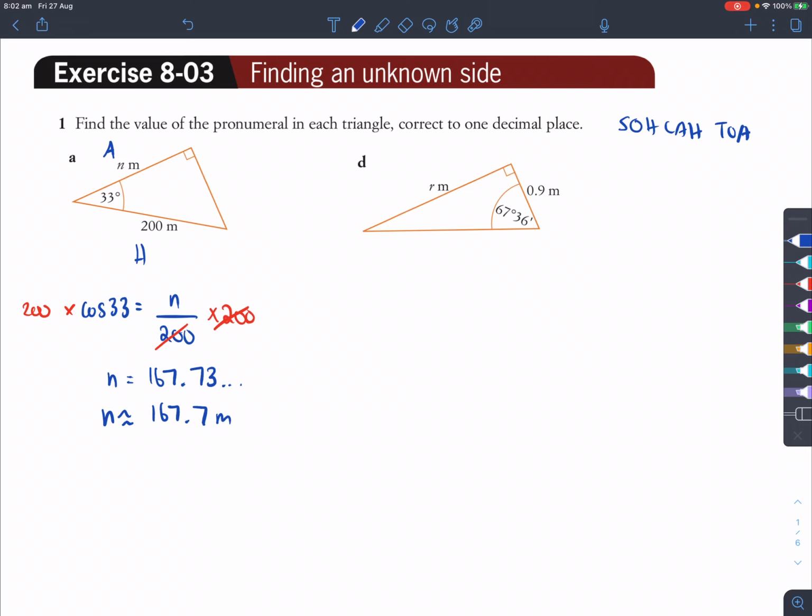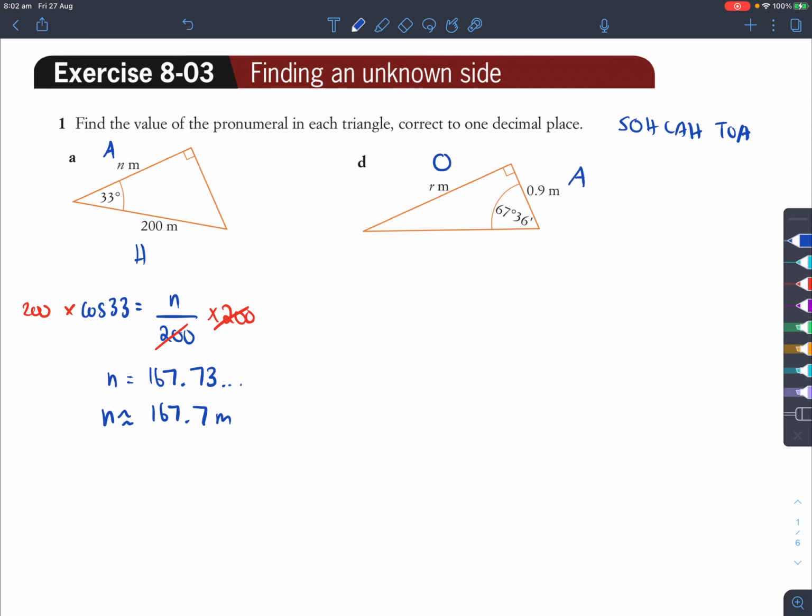Question D. Let's have a look at this again. Which rule do we use? We've got a side that's opposite the angle, which we call our opposite side. We've got an edge here which is right next to the angle and also next to the 90-degree angle. So that's called our adjacent side.